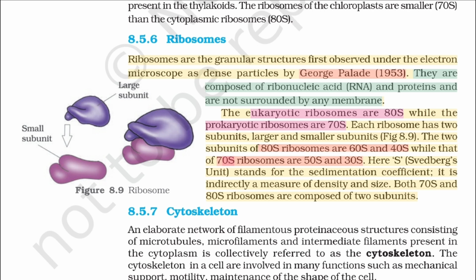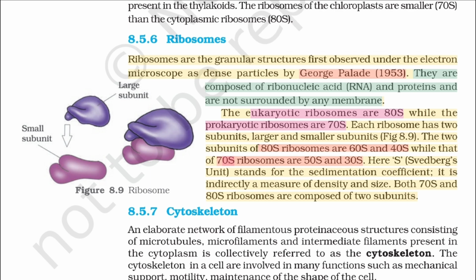8.5.6 Ribosomes. Ribosomes are the granular structures first observed under the electron microscope as dense particles by George Palade, 1953. They are composed of ribonucleic acid, RNA, and proteins and are not surrounded by any membrane. The eukaryotic ribosomes are 80S while the prokaryotic ribosomes are 70S. Each ribosome has two subunits, larger and smaller subunits, figure 8.9. The two subunits of 80S ribosomes are 60S and 40S while that of 70S ribosomes are 50S and 30S.